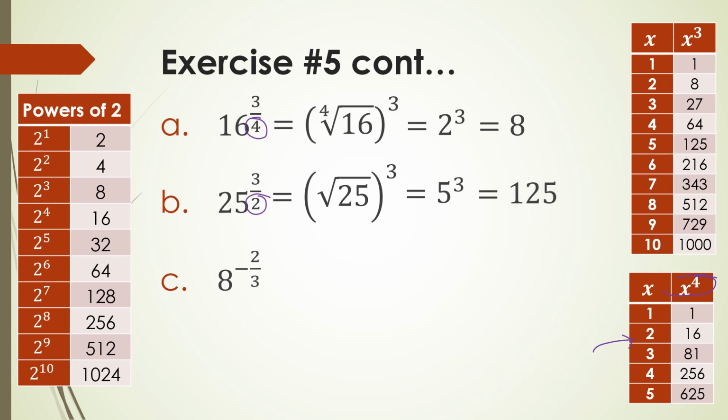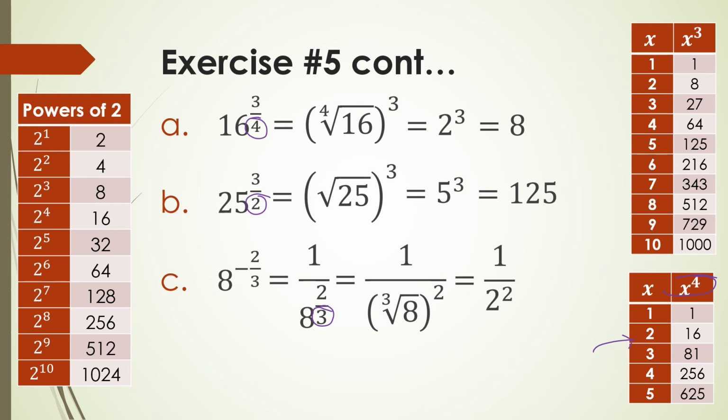And then last but not least, 8 to the negative 2/3. All right, first step, we can't have a negative, so let's go ahead and move it to the bottom. Then let's do our rewriting. This right here is your cube root of 8, then take it to the 2nd power. The cube root of 8 is 2, and 2 to the 2nd power is 4, so the answer is 1/4.